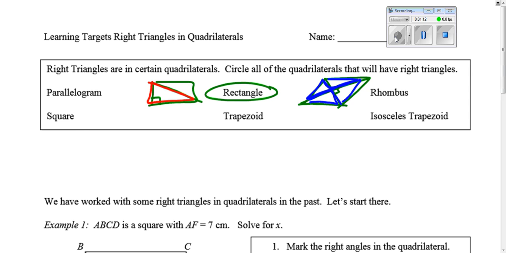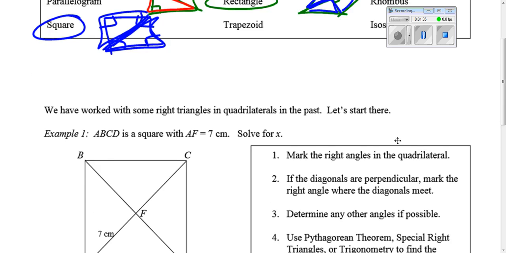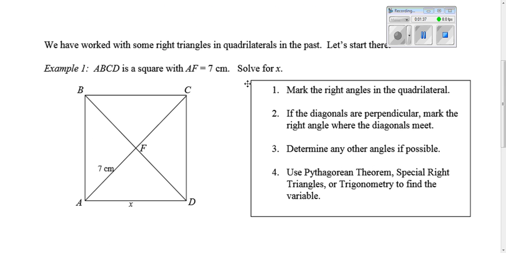And the last one would be a square. Same thing, a square has 4 right angles. So if I draw a diagonal, I have right triangles right here. So square, rectangle, and rhombus are the 3 quadrilaterals that have right triangles in them. And we are going to use that concept today to help us find missing side lengths and missing angles. All right, so our directions tell us we've worked with some right triangles in quadrilaterals in the past. Let's start there.